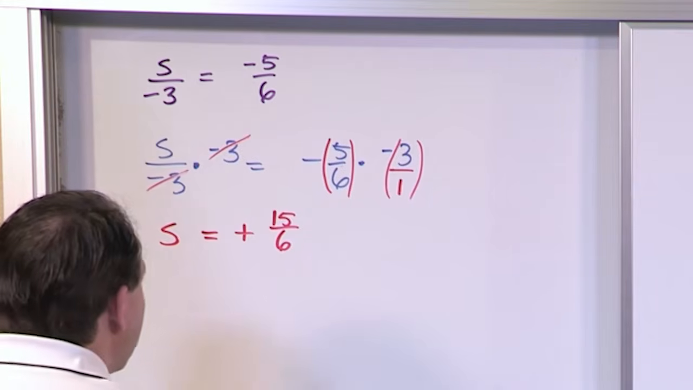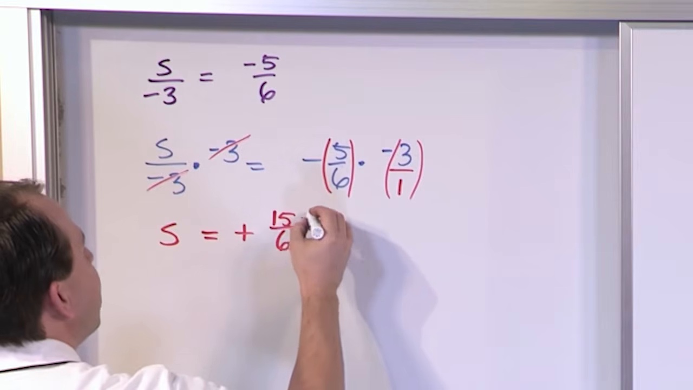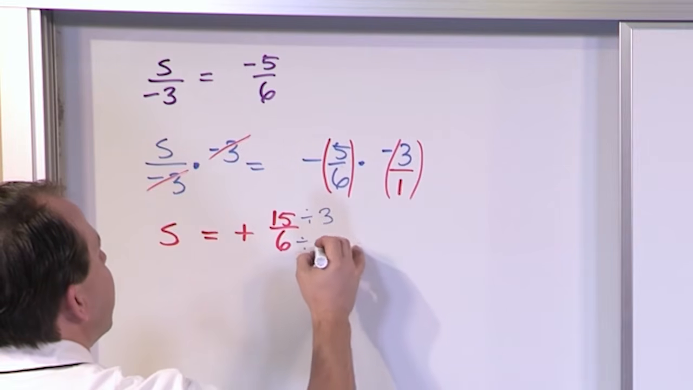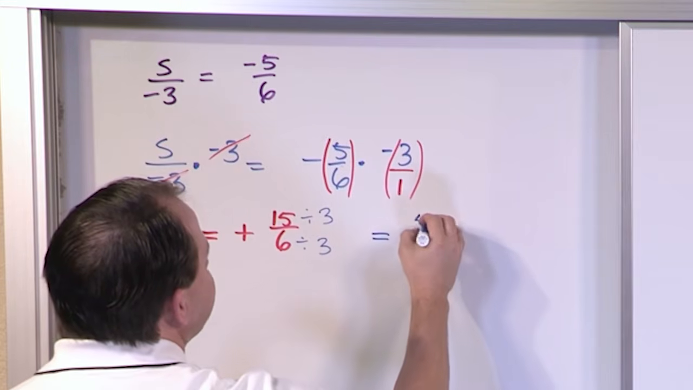However, this is not totally simplified, because we can divide the top by 3 and we can divide the bottom by 3. And when we do that, 15 divided by 3 is 5.